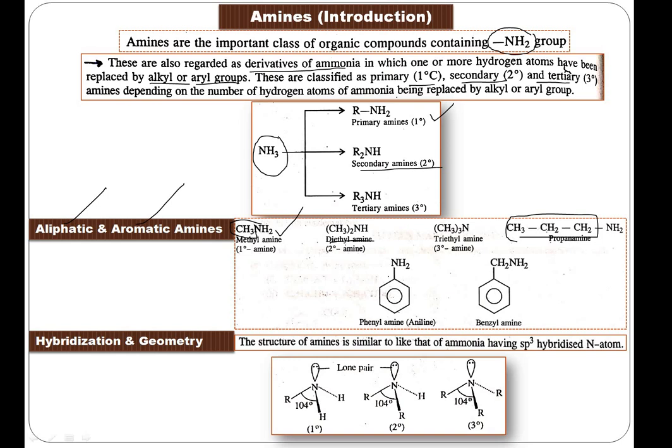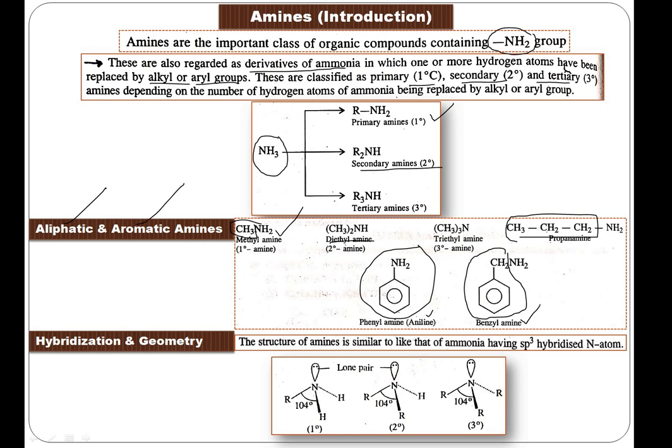Aromatic amine means where you have this aromatic ring, benzene ring present. For example, this is the simplest one, it's called phenylamine or common nomenclature aniline. Likewise if you have this group present, this is the R group, benzyl group, so the compound is called the benzyl amine.